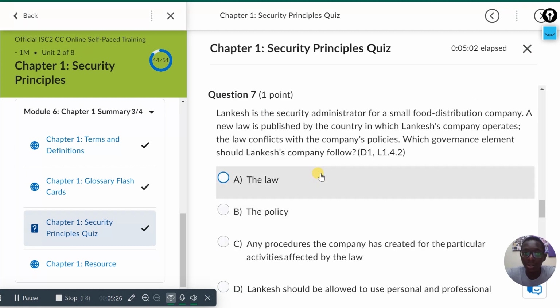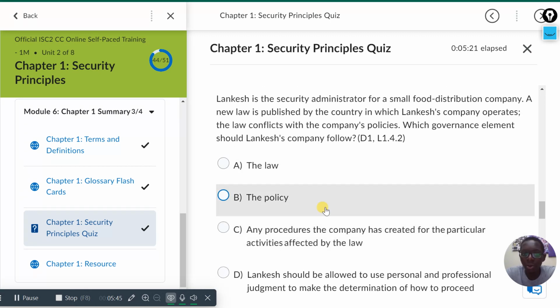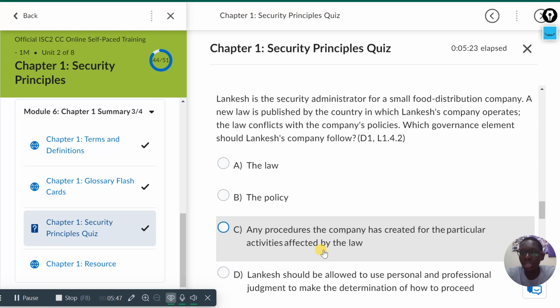Question 7. Lankesh is the security admin for a small food distribution company. A law is published in the country in which Lankesh's company operates. The law conflicts with the company's policies. Which governance element should he follow? Should he follow the policy? Should he follow the law? Should he follow any procedures that have been affected by the law? What exactly should Lankesh do in this situation?